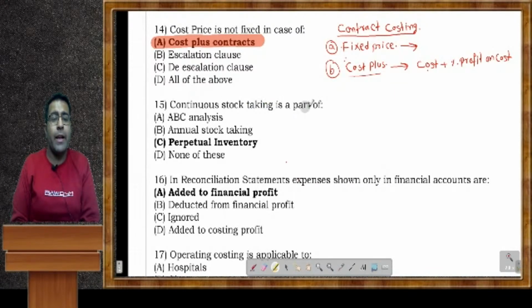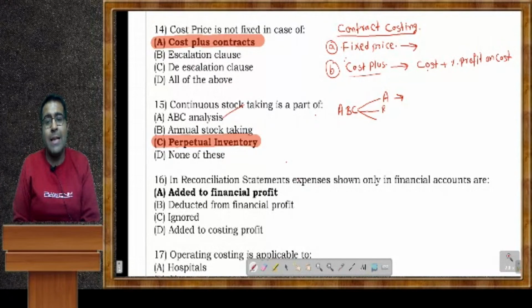Continuous stock taking is a part of... When we do continuous stock checking or taking, it is always a part of perpetual inventory. In ABC analysis, stock is divided into three parts. A category is very, very important for the organization. B is less important. And C is not so important or not in demand in the market. In annual stock taking, at the end of the accounting year, we calculate the cost of goods sold, but in perpetual inventory we check stock regularly and continuously.